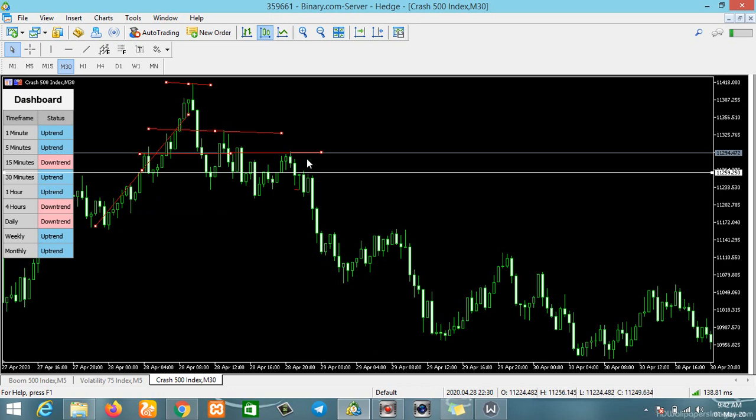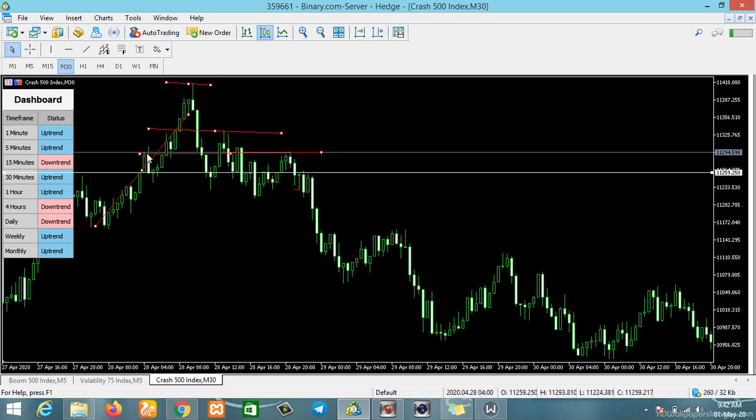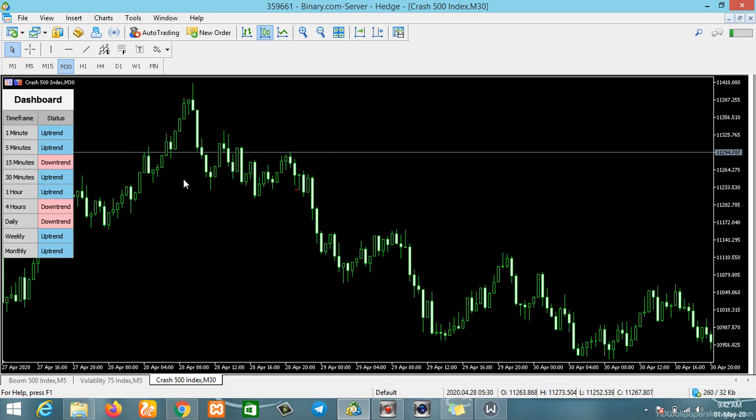If I'm to place my trade right now, this market is at a resistance level, so I won't be entering it for now. I'll have to wait for some time. I'll wait for it to break this level. If it breaks this level, okay, fine, then I can enter it.